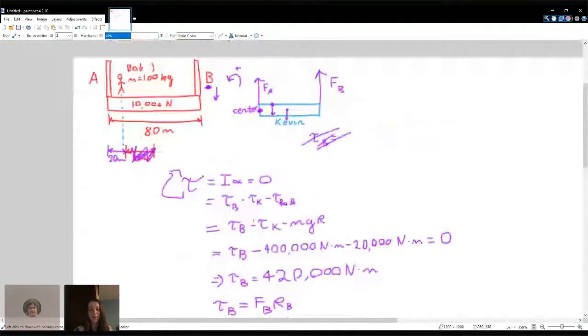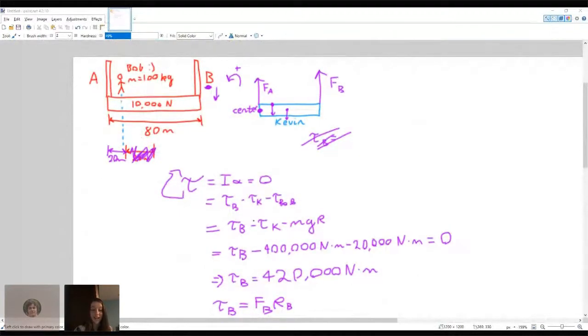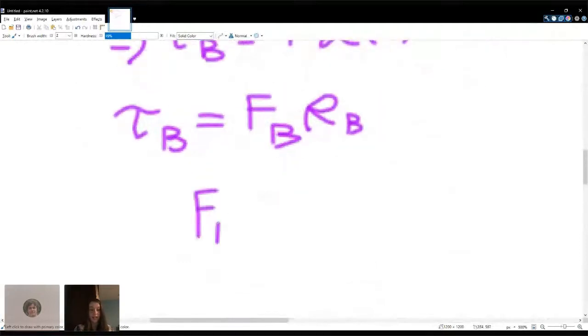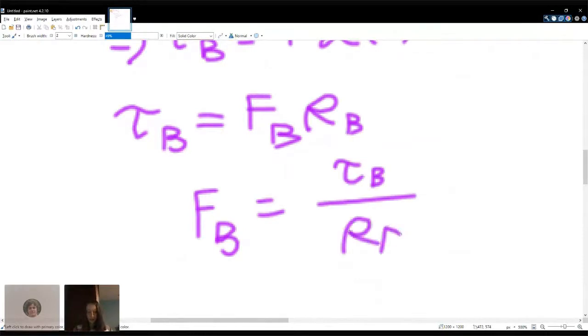Okay, so we want to divide 420,000 Newton meters by 80 on one side. You're getting this. To get the force of B, because that's what the problem is asking us. So let me know when you're ready for the number.